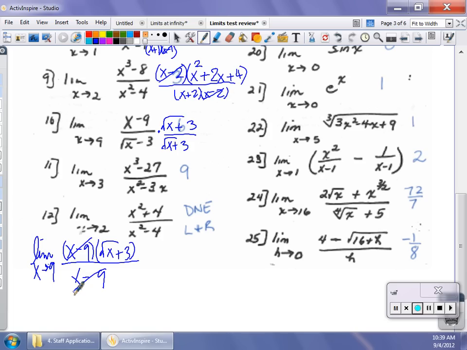In number 11, we're going to factor and reduce. Here's your difference of cubes again, and in the denominator we're going to factor out the x, and we're going to factor, reduce, and substitute.